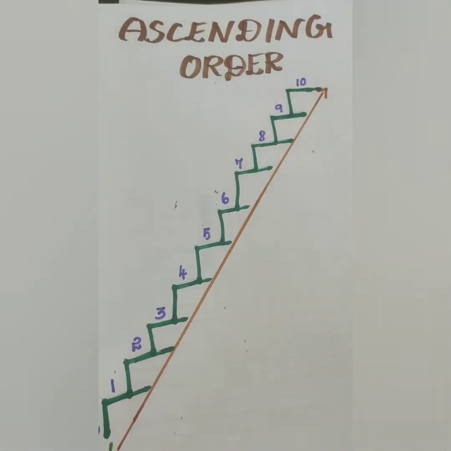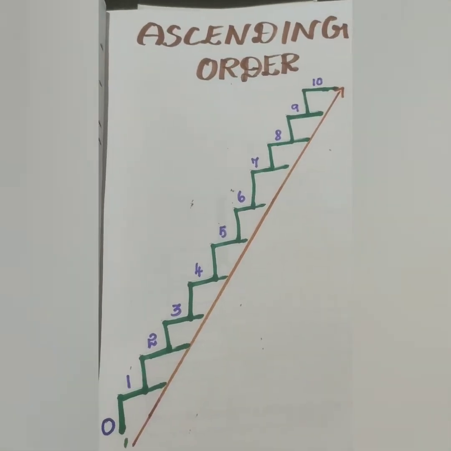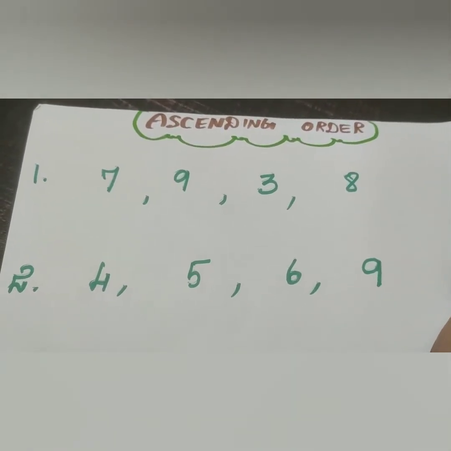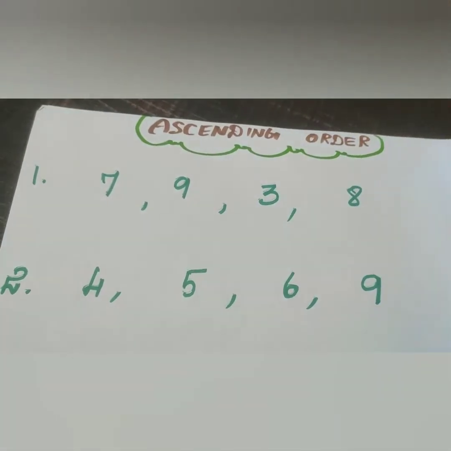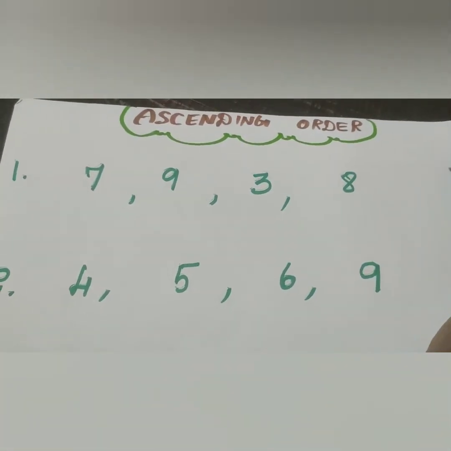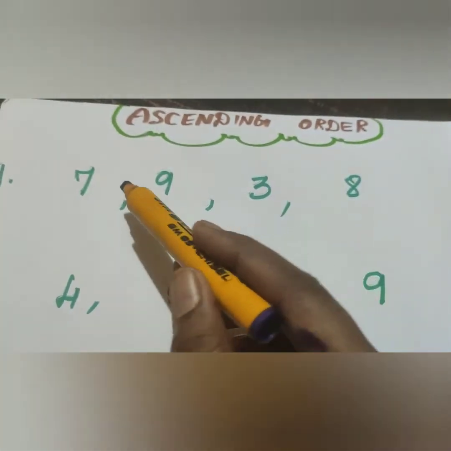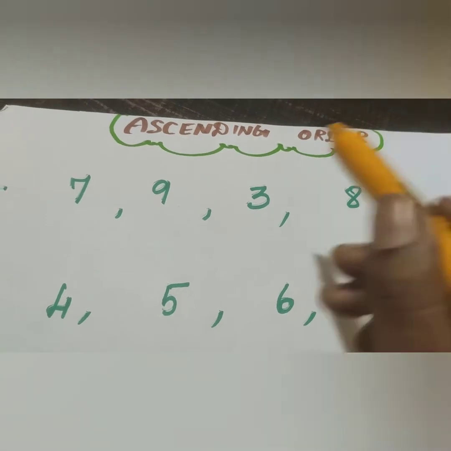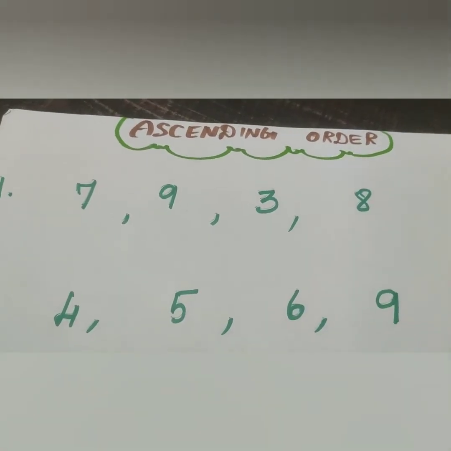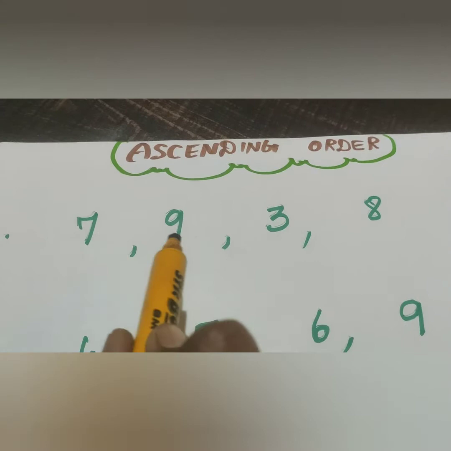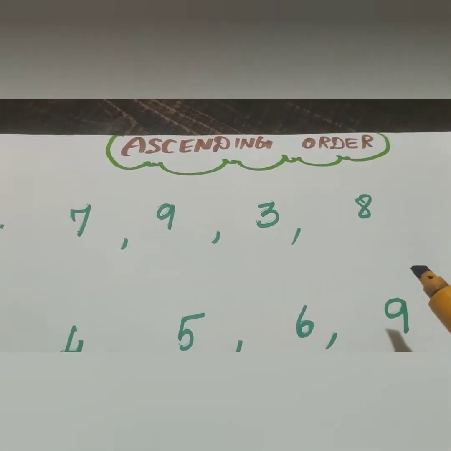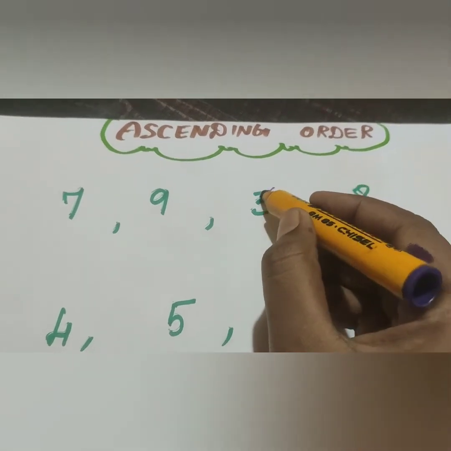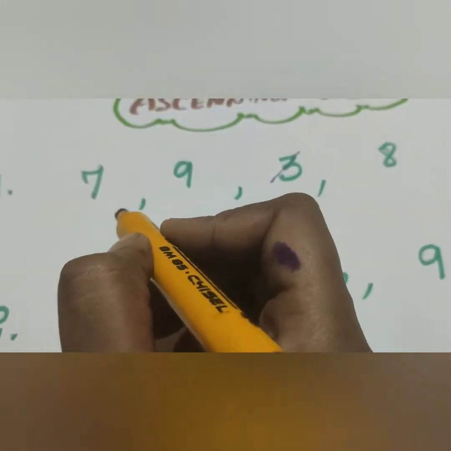Let us see one-digit sums for that. Look at this paper, children. I have written two sums in one-digit order. See here, ascending order means, as I told you, smaller number to bigger number. See the first sum, they have given 7, 9, 3, 8. There are 4 numbers they have given. In these 4 numbers, we are going to see which is smaller. Which is smaller here? 7, 9, 3, 8. Which is the smallest? Yes, 3 is the smallest. So I am going to cross the 3 and write it first.